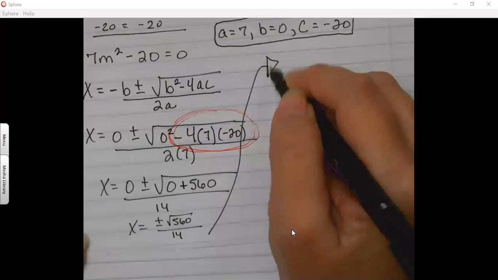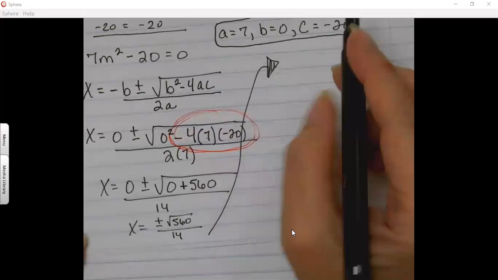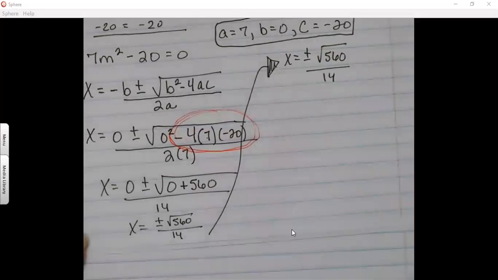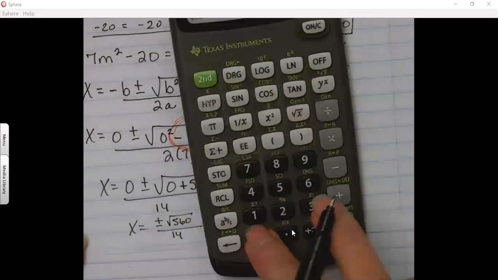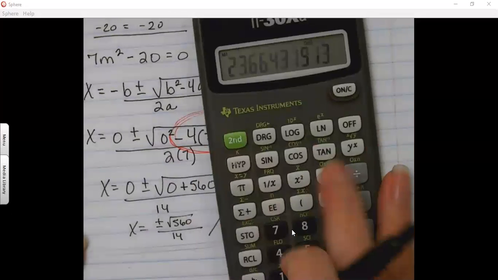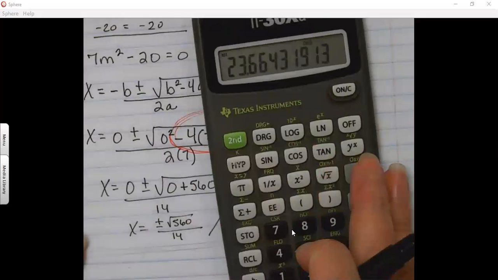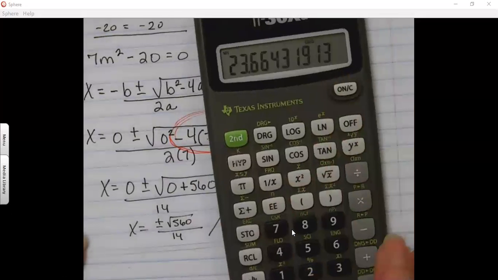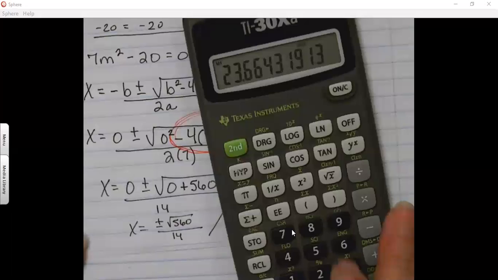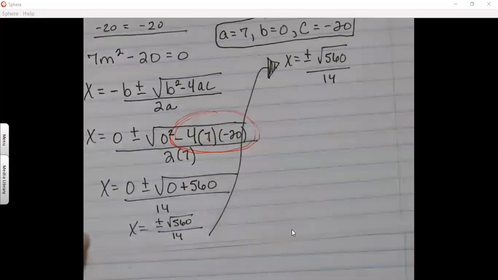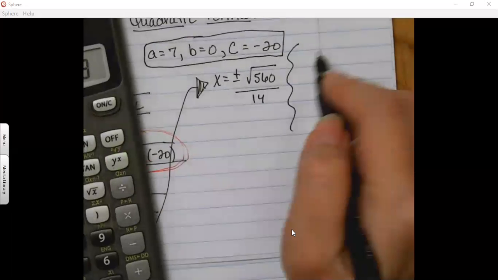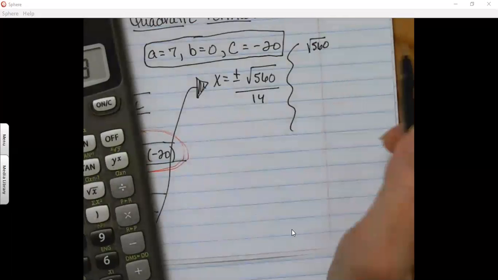Yeah, the radical, I'm going to bring it up here. 560 is probably not a perfect square. Let's check it. 560, hit the square root button. So if it's a decimal, we know it's not a perfect square. It's not a perfect square, okay, but that does not mean that it can't be factored. It's a giant number, right? I taught you how to simplify radicals. If you were not here for that, I also posted a whole entire video on simplifying radicals. You need to watch it.